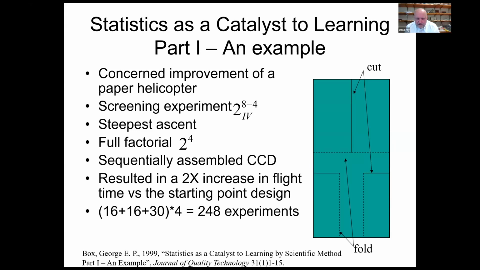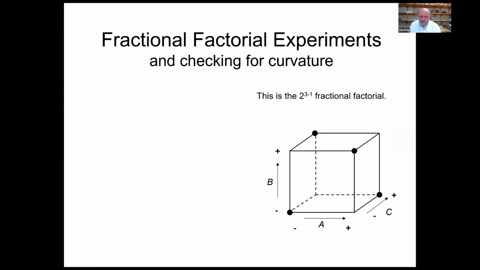But this, if I go through and count the total number of experiments needed, that's 248. And with the paper helicopters, it's not a problem because they're not expensive to build, and it doesn't take very long to get your data. But you can imagine if you were trying to build a new commercial airliner, you couldn't afford to build so many different variants. And so you'd either need to reduce the number of experiments or do more with computational simulations. But in any case, this illustrates, I think, very clearly an empirical approach to improving something through experiments.